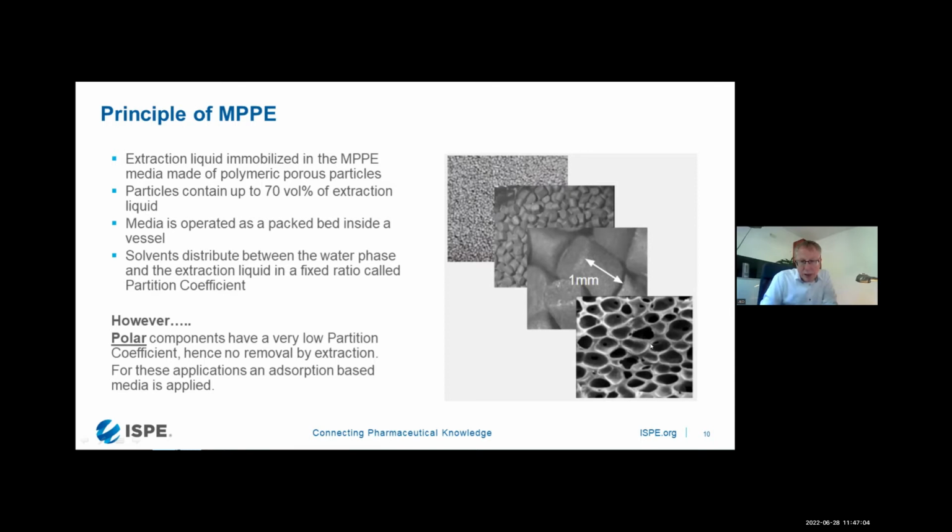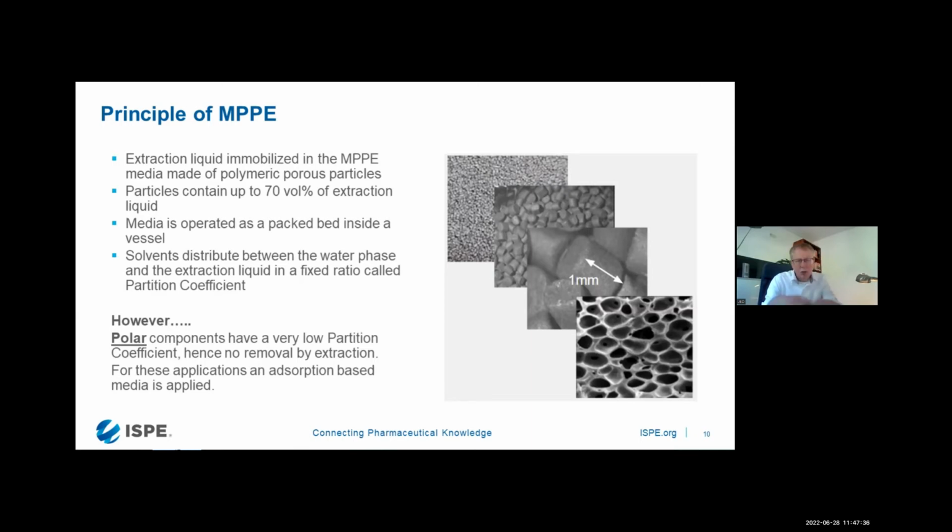So this is the basis of extraction, and this is also explaining how we have packed the extraction technology in a different way. One comment here, if you have very polar components, like ethanol was one of the solvents that was mentioned, then they have a very low partition coefficient, and then the extraction principle will not work. But we can use an adsorption type of media and operate it in the same way.